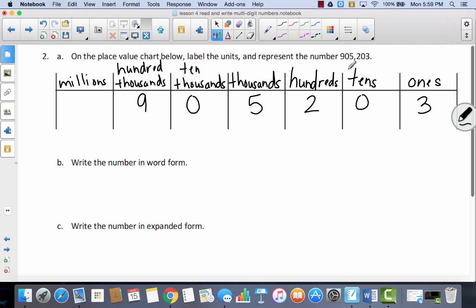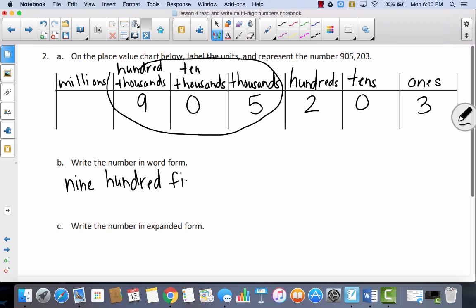So we have ones, tens, hundreds, thousands, 10,000s, 100,000s, millions. So since this 9 is in the 100,000s place, I put my 9 here. I had no 10,000s, 5 thousands, 2 hundreds, 0 tens, and 3 ones. So now remember, this is the thousands family. So I read these three digits just like they were ones, tens, and hundreds. So I read this 905. So that's what I'm going to write. 905.